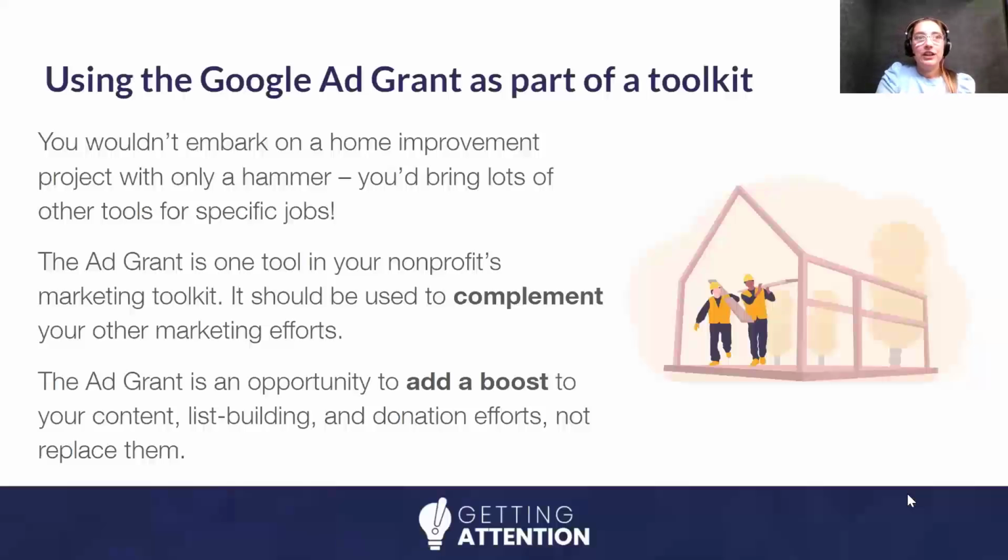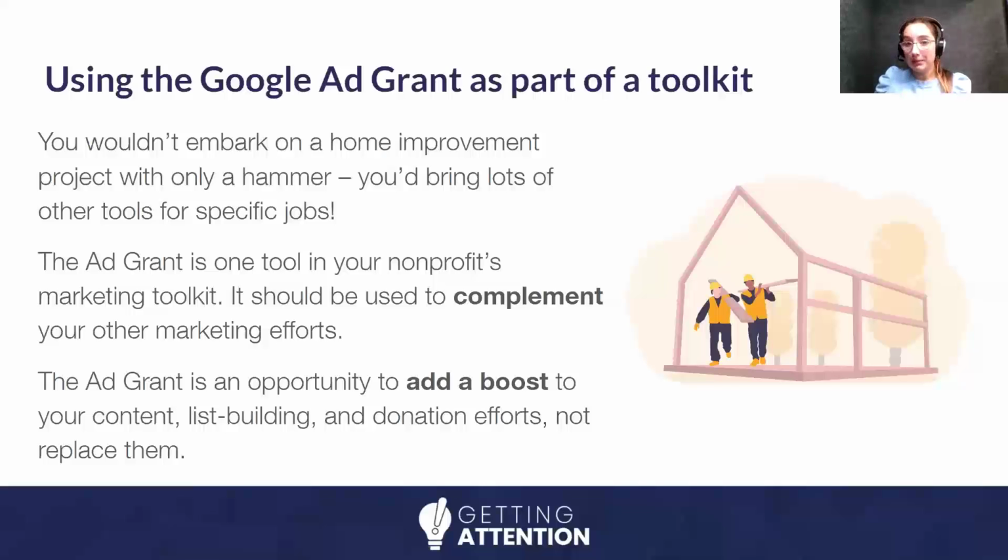So now I kind of want to transition into talking about how to use the ad grant. We already talked broadly about what sorts of things you could support with marketing. But one point that I like to make here is that you should be using the Google Ad Grant as part of your nonprofit's marketing toolkit. In the same way that you wouldn't try to fix up an entire house with just a hammer, you would bring a lot of different tools. You might have a saw, a nail gun, a screwdriver, all these different things, right? The ad grant is one tool in your marketing toolkit.